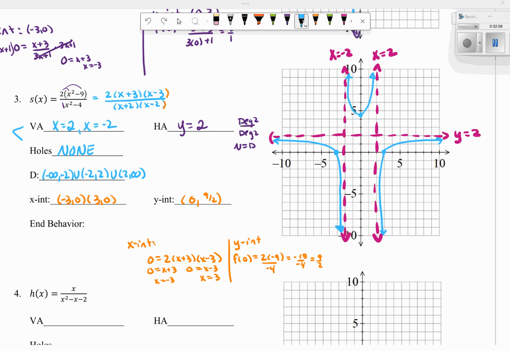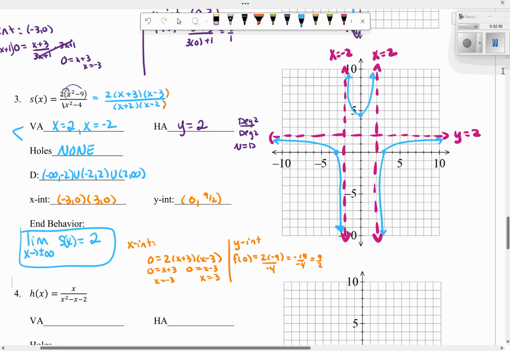And then our end behavior would be the limit as x approaches plus or minus infinity, and the function is f of x, or s of x, is equal to 2, because that's where our horizontal asymptote is at. And that is all we're going to do for today. We'll finish up 4, 5, and 6 tomorrow.